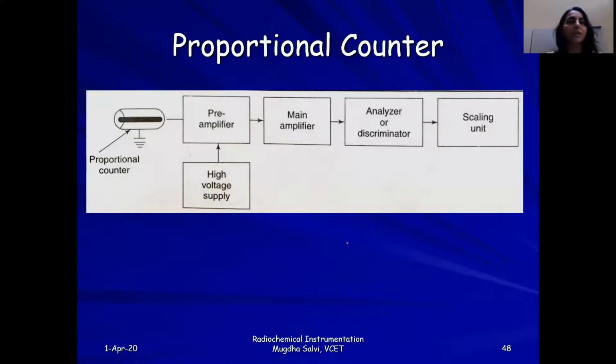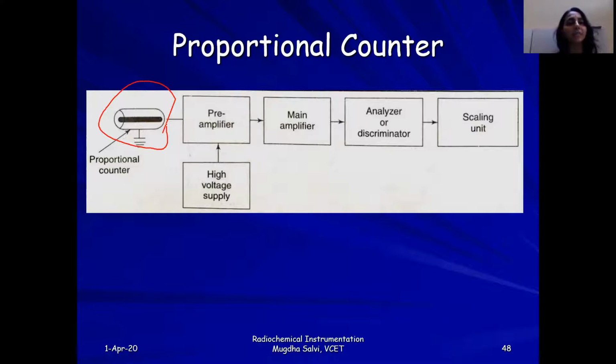It works on a supply voltage higher as compared to that of an ionization chamber. It will work in the range of approximately 400 to 800 volts. In the block diagram, you can see that the proportional counter is given. The construction is similar to that of an ionization chamber with a circular anode and a wire or a thin rod as a cathode. Ionizing gas will be present inside.